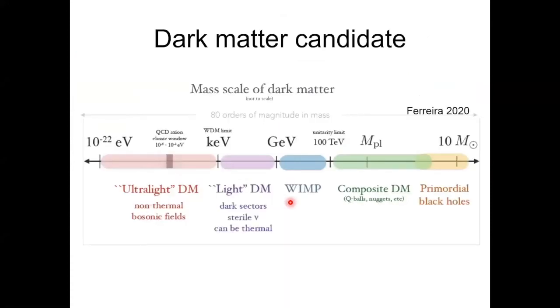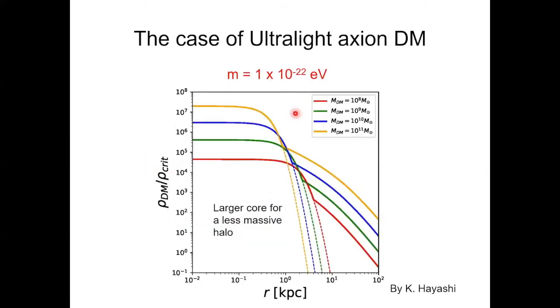Okay, there are several dark matter candidates, as I mentioned, and cold dark matter. This is the mass scale of dark matter. Cold dark matter is somewhere here. But there are several other candidates recently being discussed very seriously. This is based on the review by Elisa Feria. So there are several other candidates, including primordial black holes in the scale of 10 solar masses, ultra-light dark matter, 10 to the minus 22nd electron volt. Okay.